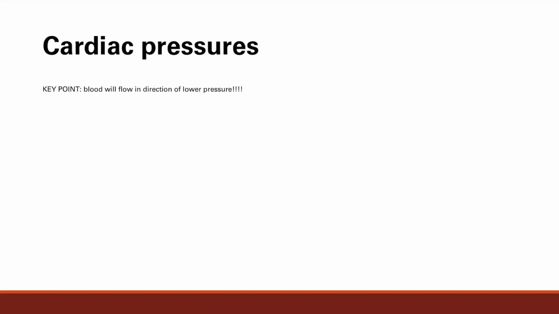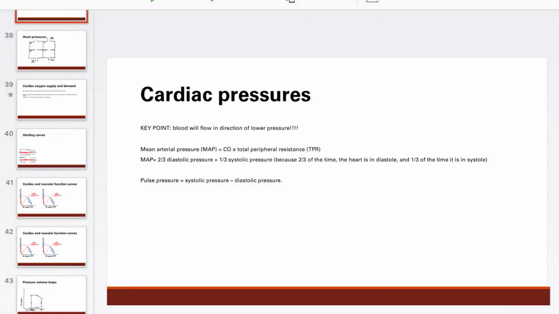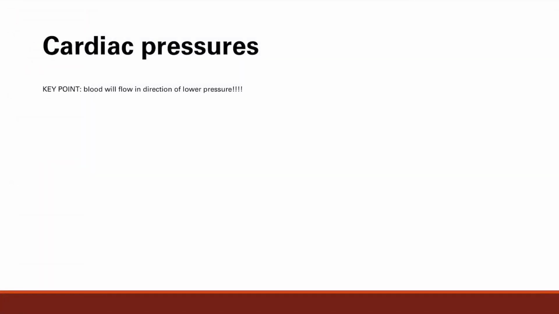So this is really about pressures in the whole cardiovascular system. And I've already mentioned this, but the key point here is that blood will flow in the direction of lower pressure. Remember that key equation I told you about, where flow equals the pressure gradient over resistance. These are the only two factors that will determine where blood will go.